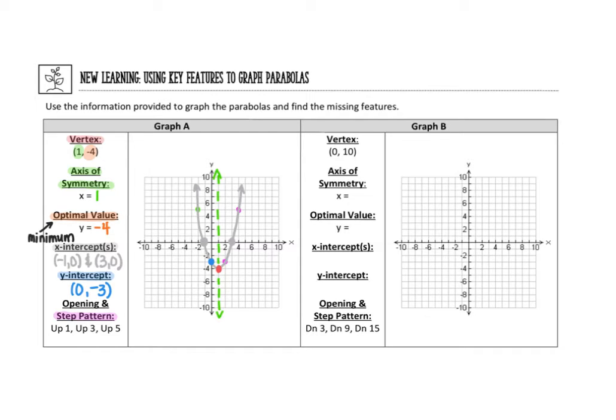In graph B, we're given a vertex of (0, 10), so we know this will also be the y-intercept. We can plot this point. We'll draw our axis of symmetry through this point as well, because the axis of symmetry always goes through the vertex. This will help us to determine that there will be an optimum value of y equals 10 and an axis of symmetry of x equals 0.